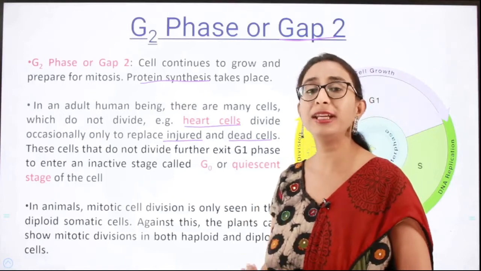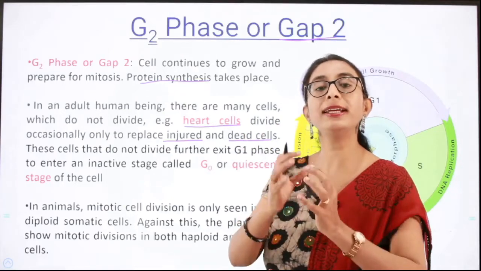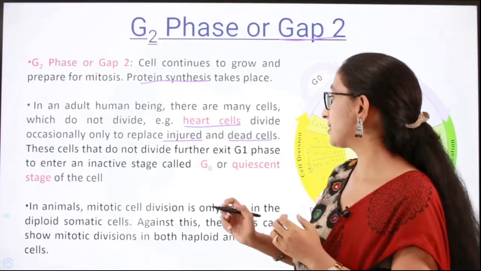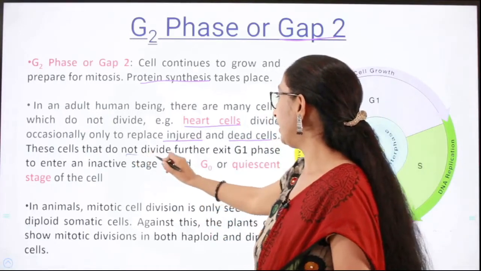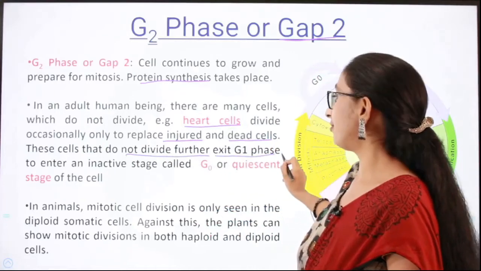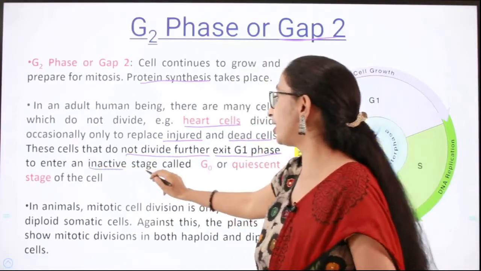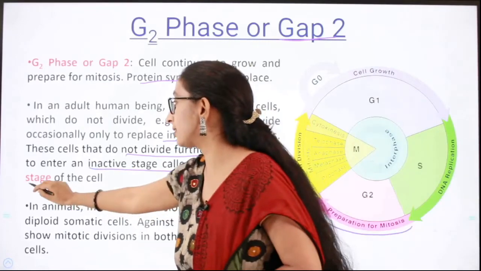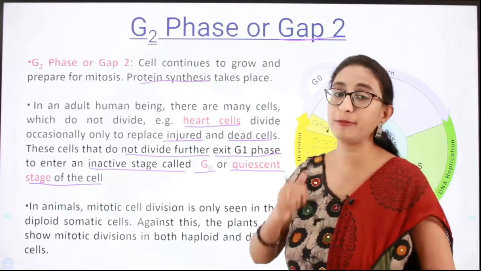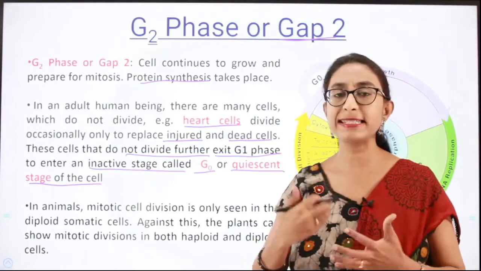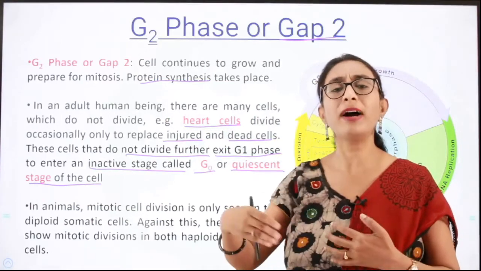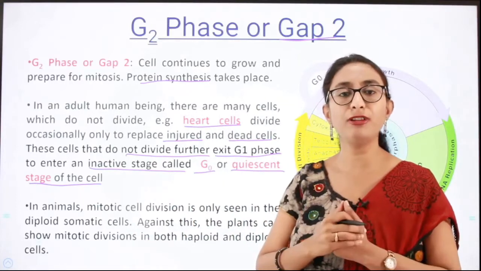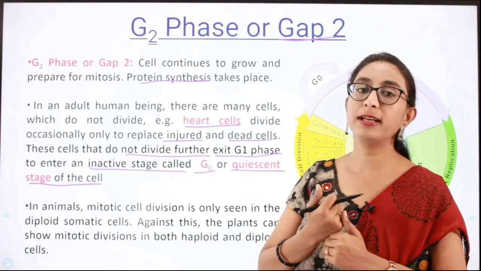So what will happen to these cells if they do not divide? How is the cell division arrested? These cells do not divide further and they exit the G1 phase to enter an inactive stage called the G0 or the quiescent stage of the cell. This is also very important from your examination point of view. We have various cells in our body which do not keep dividing repeatedly. They have a sufficient amount of cells, so they will not divide any further. One such example is the heart cell.